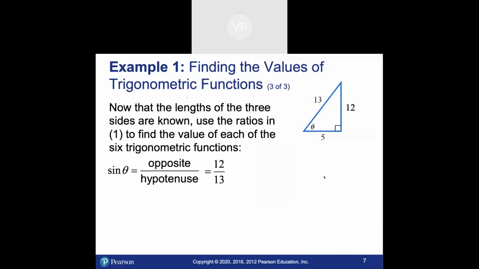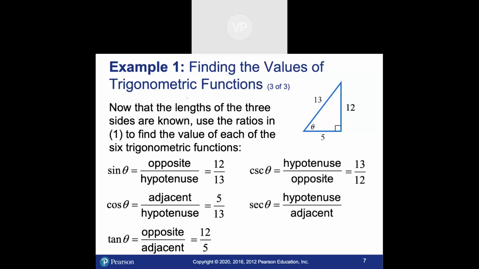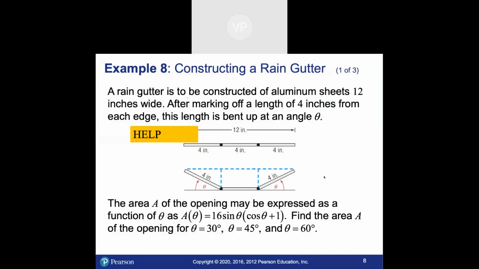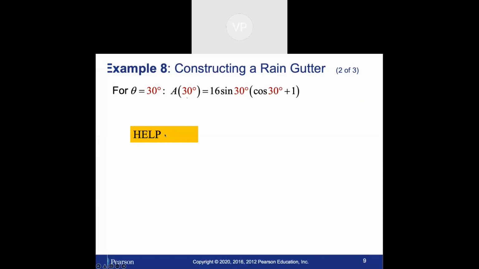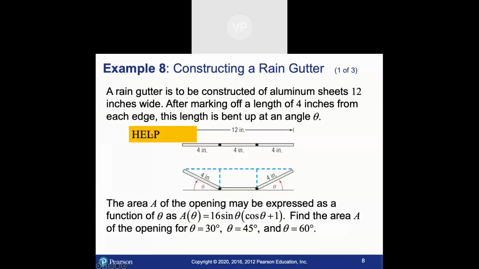Now you should be able to get all 6 trig functions. Sine is 12/13, cosine is 5/13, tangent is 12/5. Oh, sorry. Cosecant, 13/12, secant, 13/5, and cotangent, 5/12. All right. Nothing new in this case. It's just a couple different words here. All right. So I don't know why it says help in the middle of the screen. Sorry. Somebody wrote this and they weren't happy with their job, so ignore that.